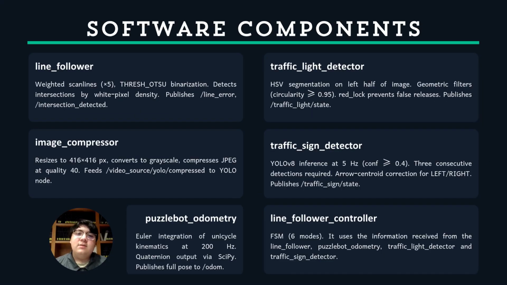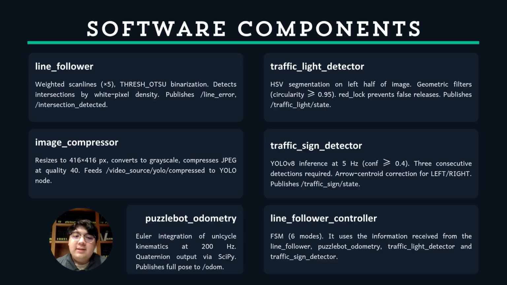The solution runs on 6 ROS2 nodes, each with a single responsibility. The line follower processes camera images and calculates how far the robot is from the center of the lane. The traffic light detector analyzes color to determine the current light state. The image compressor prepares frames for YOLO, resizing, converting to grayscale, and compressing before inference. The sign detector runs YOLO V8 to classify traffic signs in real time.